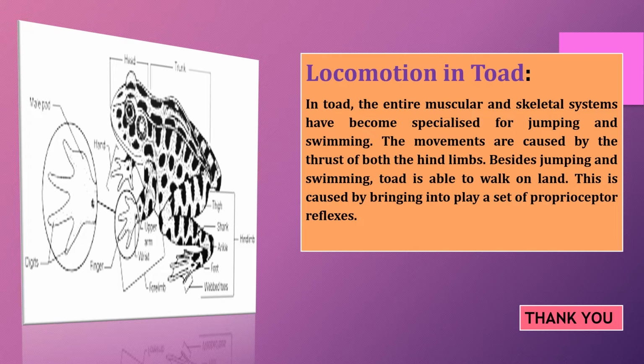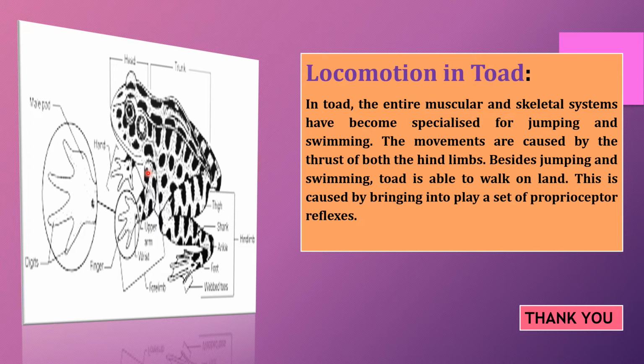Locomotion in toad. In toad, generally two types of locomotion can be seen. One is swimming, another one is jumping. So locomotion in toad: basically in toad, the entire muscular and skeletal systems have become specialized for jumping and swimming.